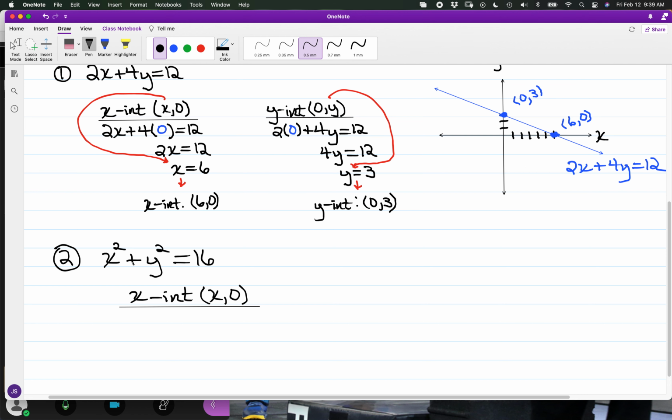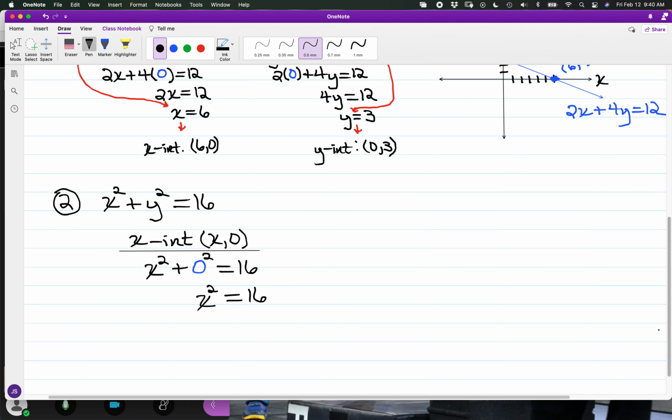Okay, so again, we're looking at solving for x as y is set to 0. And again, 0 squared goes to 0, and we have left over x squared is equal to 16. As we go from x squared to x, we can apply the square root property of equality. So we have x is equal to plus or minus the square root of 16.